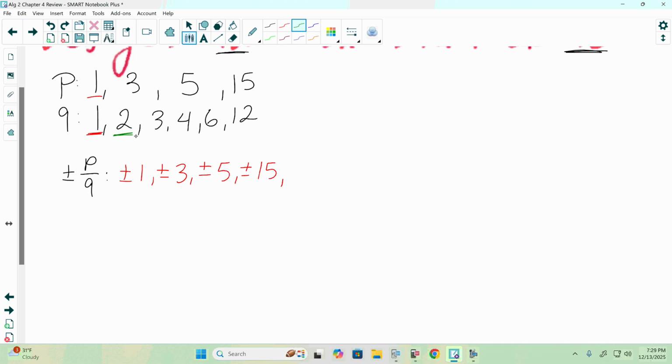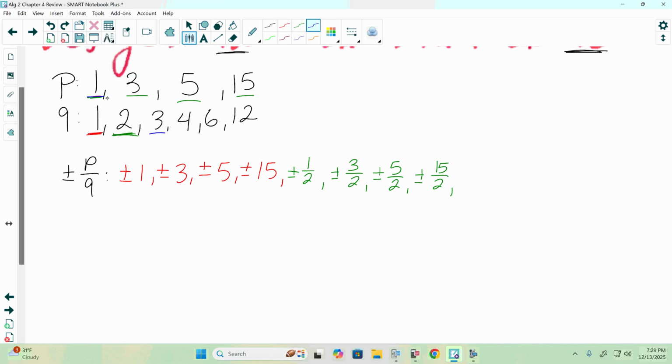And I'm going to move over to 2. So we have 1 over 2, which is 1/2. It doesn't reduce. We have 1/2. 3 over 2 is going to be 3/2. 5 over 2 is 5/2. And 15 over 2 is 15/2. None of that reduces, so we write it back out.